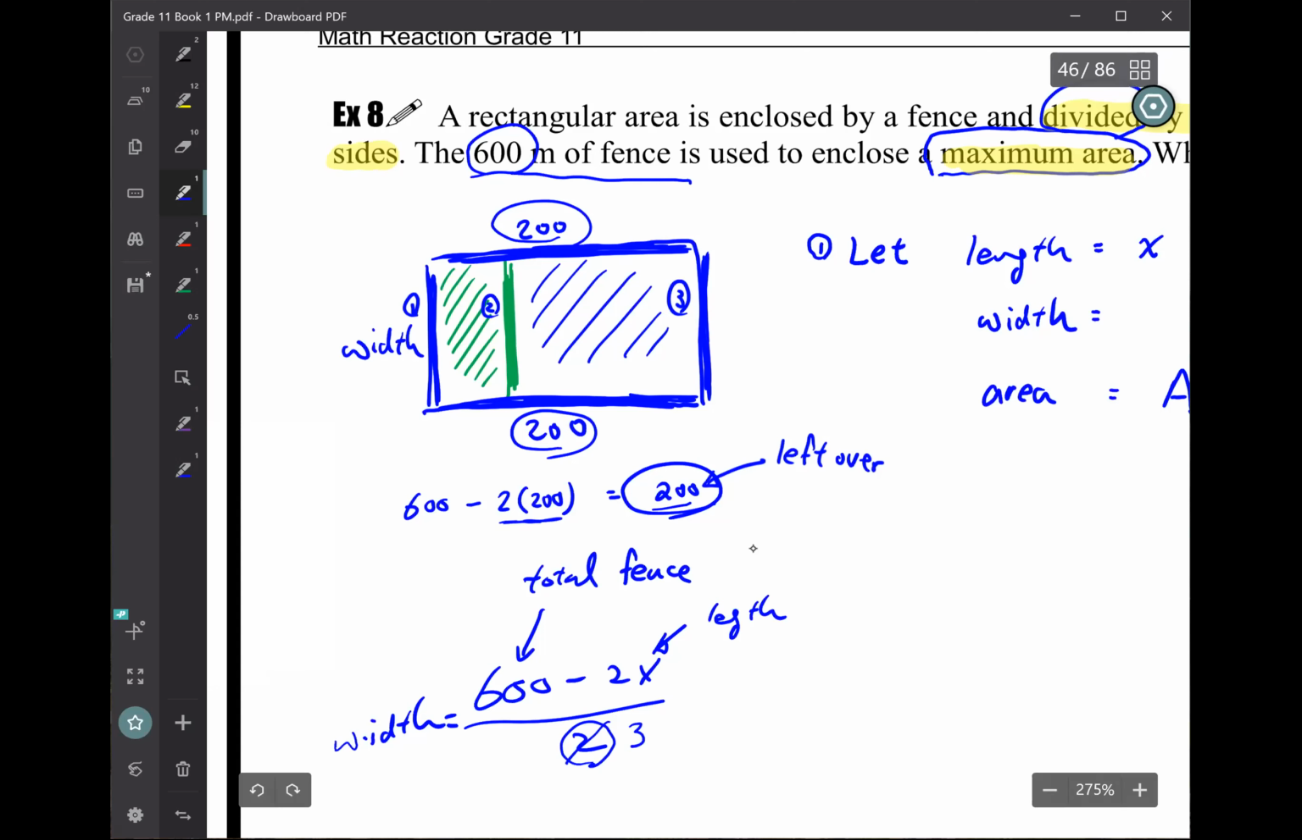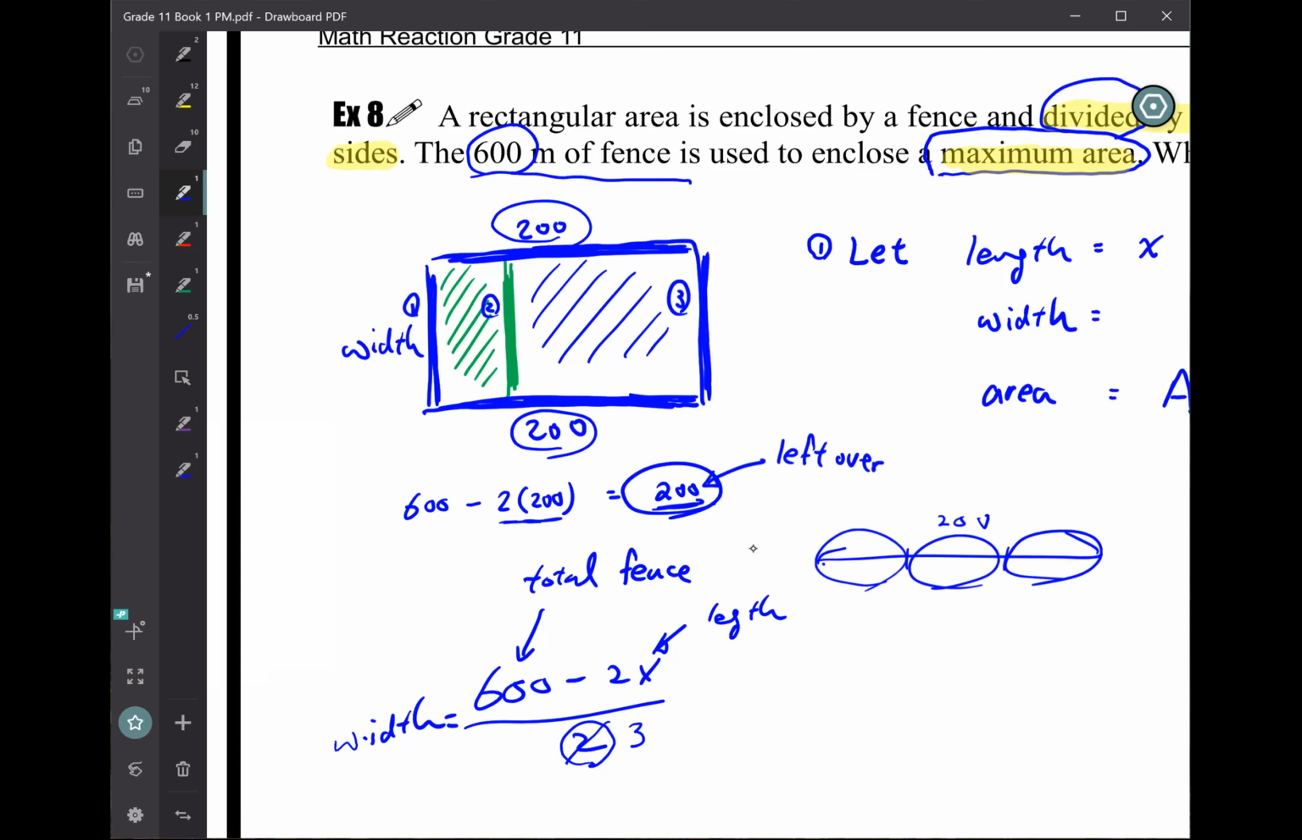Okay. Leftover fence, right? Leftover fence, you want to cut it, right? Let me draw that, right? Here is 200. You split it into 3 equal parts. 1, 2, 3. And each of them, you put it as a width. Got it? Got it. Okay. How about Evan? Any questions? After you said that, I got a little better.